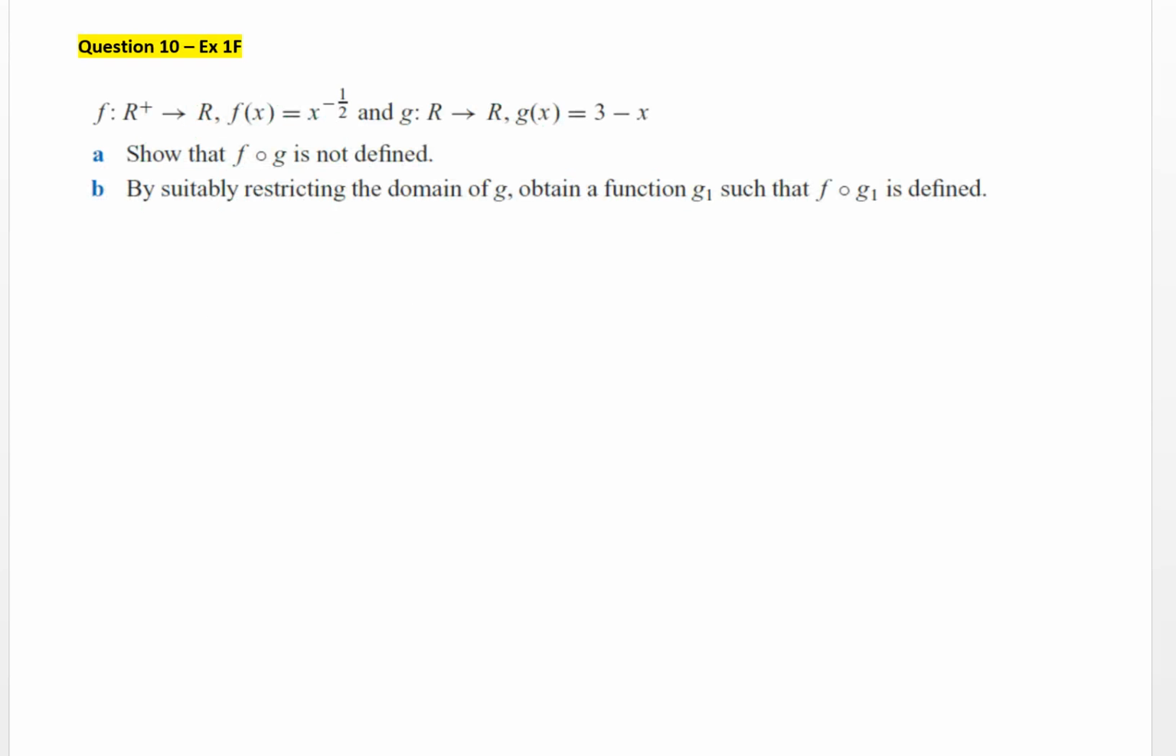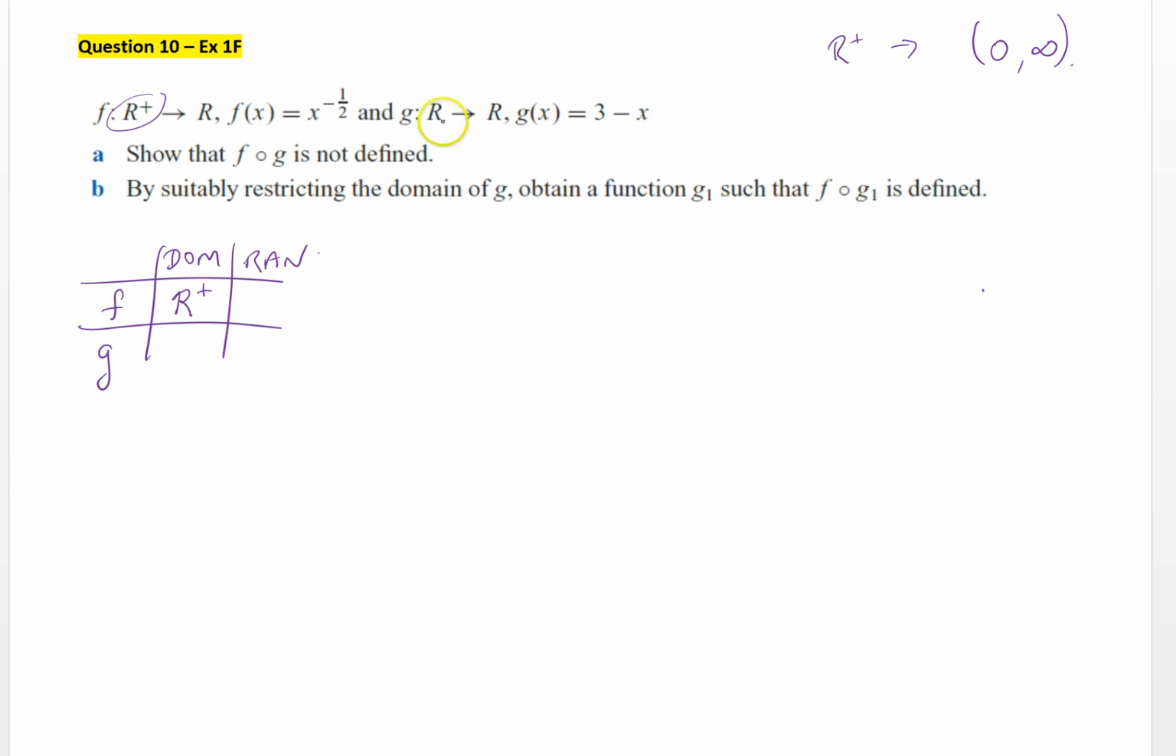Okay, example 2 is question 10 from the exercise. And part A, hopefully we're starting to get the hang of this. We draw up a little table. We've got our function f and our function g, and we're going to find the domain and range of each one. So the domain of f comes from the actual rule, so it's R plus. Now remember, R positive is the same as saying 0 not included up to infinity. The domain of g here in the rule is any real number.